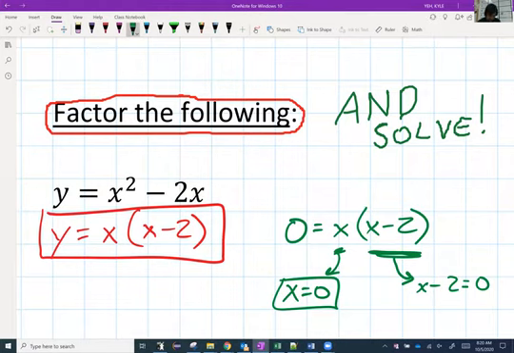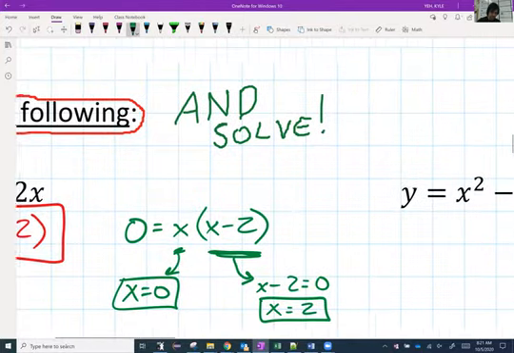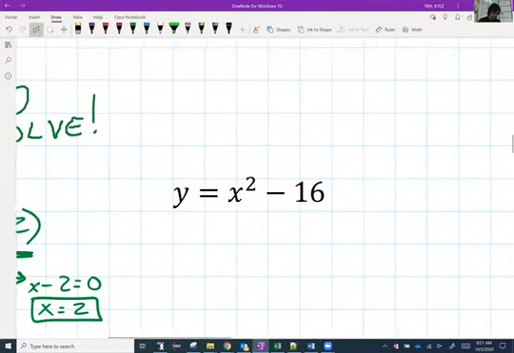At which point, add 2 to both sides, x equals 2. So this is just one example of, I think, 8 that I put on these notes for today. If we have a problem that asks us to just factor, we leave it where it's at in red. But if it asks us to solve, we actually have to find x values, okay? What about this one?